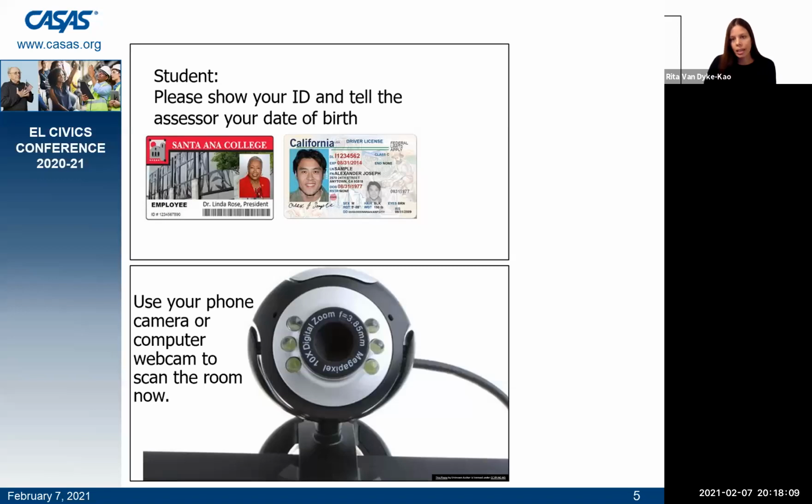And at the beginning of the assessment, we would ask the student to scan the room, just to make sure that they're alone, they're not getting help from anybody, and they don't have notes on their desk or trying to get answers that way.